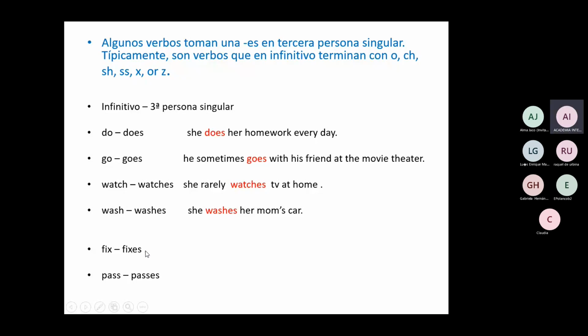Fix, fixes. Pass, passes. Esos son verbos; fix es arreglar. He fixes computers. He fixes computers. Él arregla computadoras. Pass es como pasar, no de pasar caminando, sino de algo que pasa. Por ejemplo, time passes. Time passes quickly. El tiempo pasa rápido. Pero como estoy hablando del tiempo, de algo, entonces digo passes.